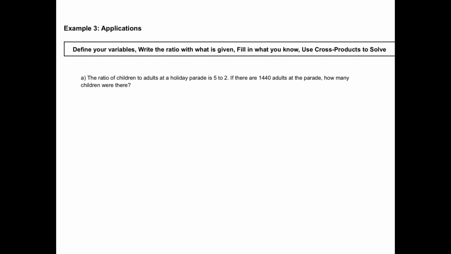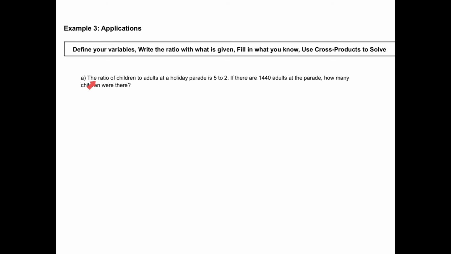Now, when you have word problems with these proportion equations, generally you will be given 3 numbers and there's some sort of pattern, specifically like 2 labels going on. So 3 numbers, 2 labels, and that's going to be the real hint with these word problems. But this does say to remember to define your variables, write the ratio with what is given, fill in what you know, and then we'll use cross products to solve.